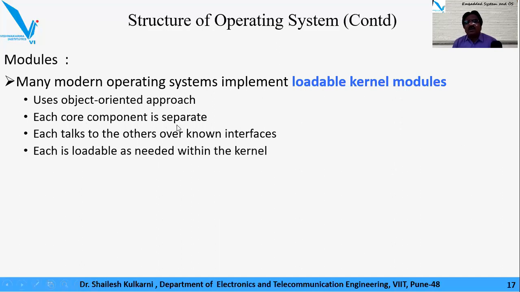Okay, so each core component is separate. As I say, it's always an addition, a topping of services onto the kernel. Each talks to the others over known interfaces, which obviously has to be there. And each is loadable as needed within the kernel. When I say as needed, it means that whenever you need it, you can have it. If you don't need it, don't expect that module to occupy kernel memory space. They can be loaded and they can be unloaded.